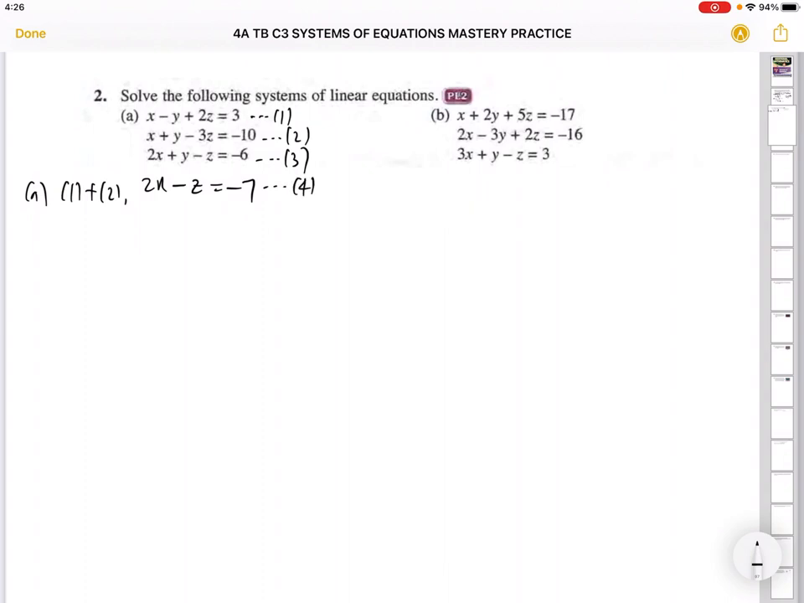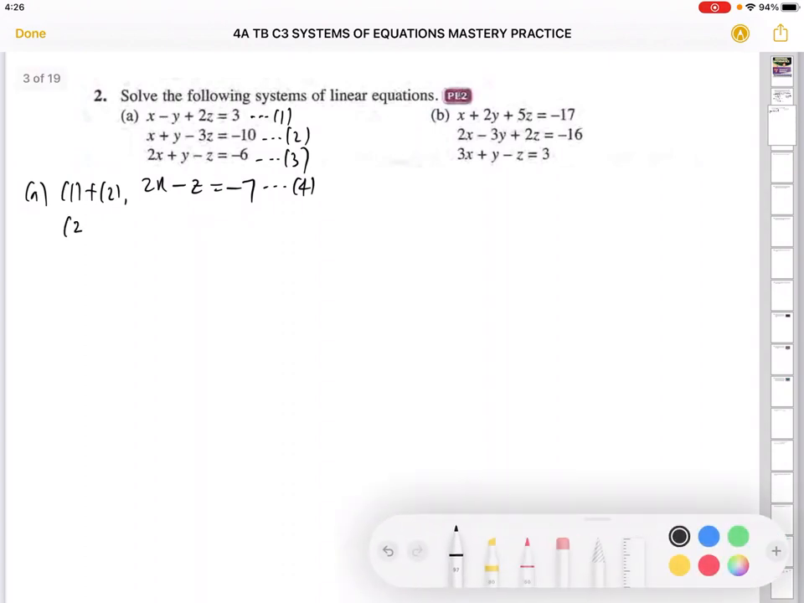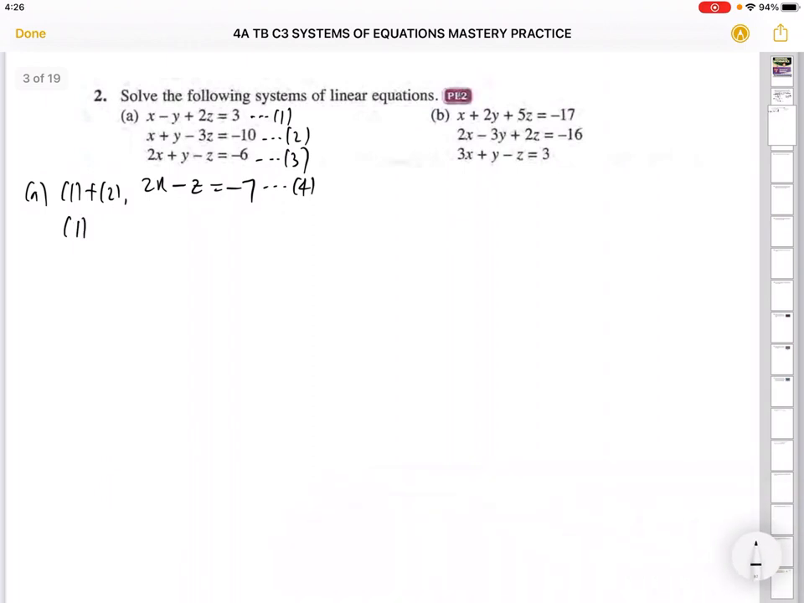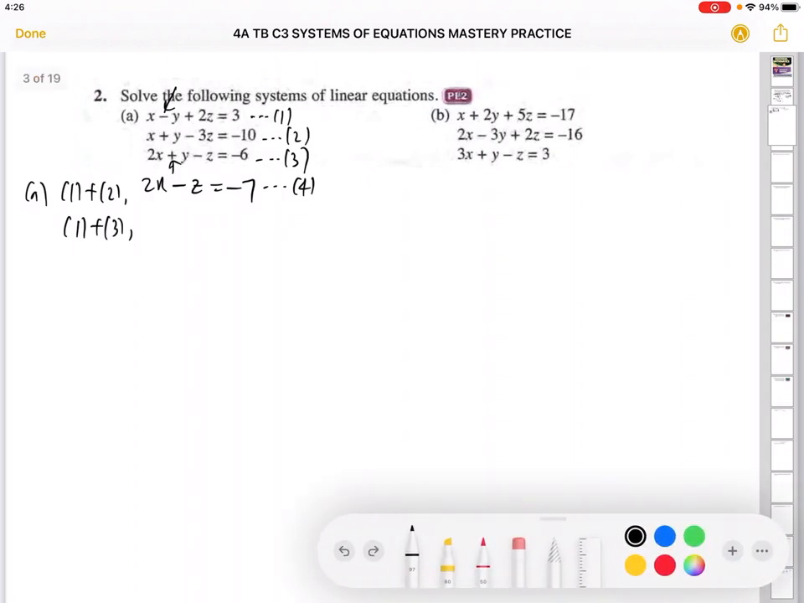At the same time, for equations 2 and 3, I can either subtract, but I personally find addition easier, so I take 1 plus 3. Yeah, 1 plus 3, when you add them together, what happened to your y? Your y cancels out, right? Because this is negative y, this is positive y. When you add them up, you cancel out. If you want to solve 2 and 3, then you have to minus, because they have the same sign. Same sign, minus; different sign, plus, right? Hope you're okay with that.